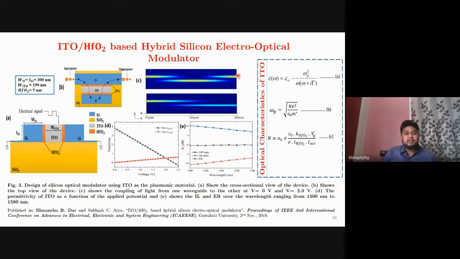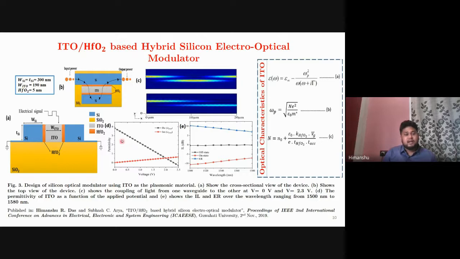However, when a potential is introduced, due to the material characteristic of ITO, most of the signal or the energy is absorbed by the ITO-HfO2 layer. That's why absorption or loss occurs whenever a potential is introduced to the waveguide. So this absorption or loss can be shown by this figure 3d.